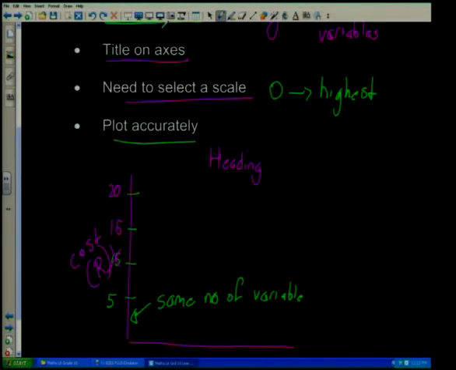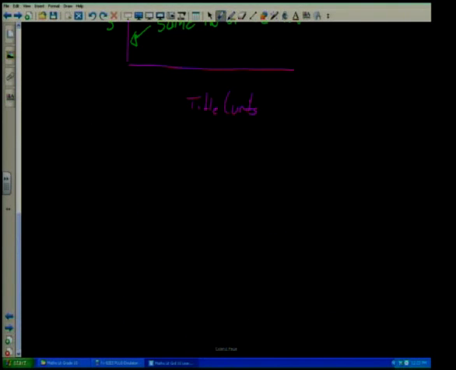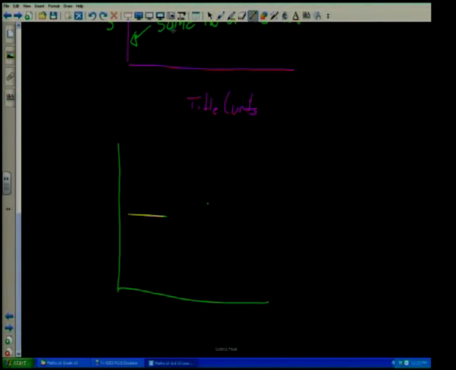Finally, we need to, of course, plot our graph accurately. So each value, I'm going to draw this again. So each point on my graph has an address. This point over here represents, let's find a straight line, see if we can do this with a straight line. That point represents a value on the y-axis and a value on the x-axis. So it's important to note that your point here has a specific address.